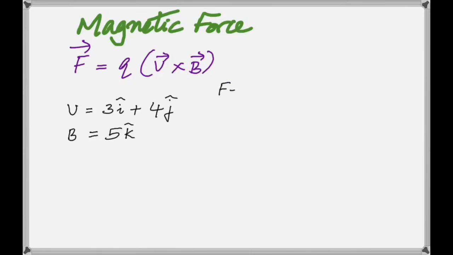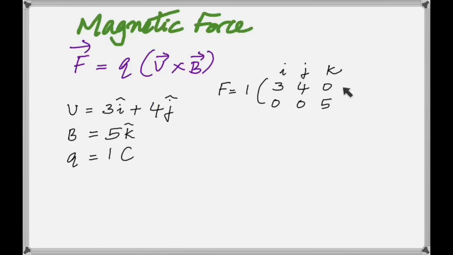You have to set it up in the form of matrices, right? And take that, i, j, k, 3, 4, 0. Remember, it should be V cross B. So put the coefficients of velocity first. Am I right? And then for the magnetic field, why only 5? Because it's only 5k. And then take the cross product. So spend some time on that. Make sure you understand how to do that. Okay? In this case, you're going to get 20i minus 15j. So remember to study how to take the cross product.